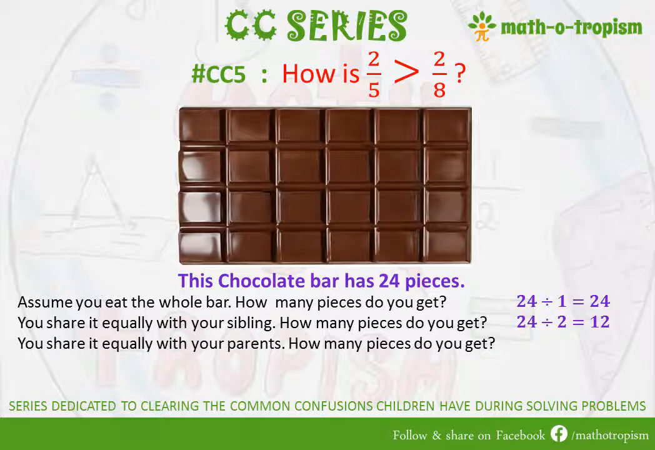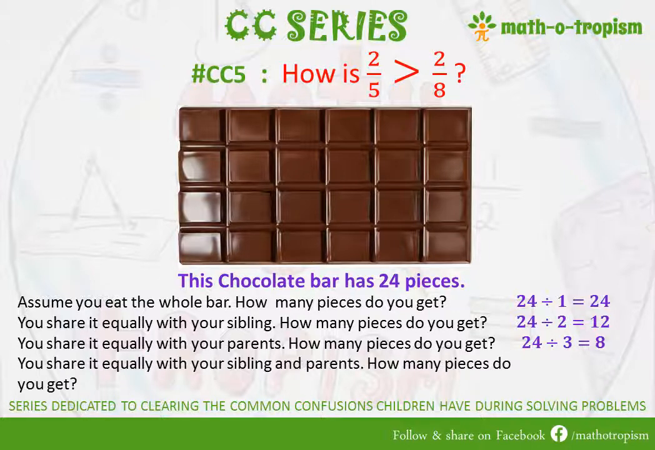Next, we will be sharing it with our parents. So if you are sharing it equally with your parents, then how many pieces will you get? Now your parents, both mother, father and you are 3 in number. So I have to divide 24 in such a way that all 3 of you get the same number of pieces. So it will be 24 divided by 3, which means 8 pieces.